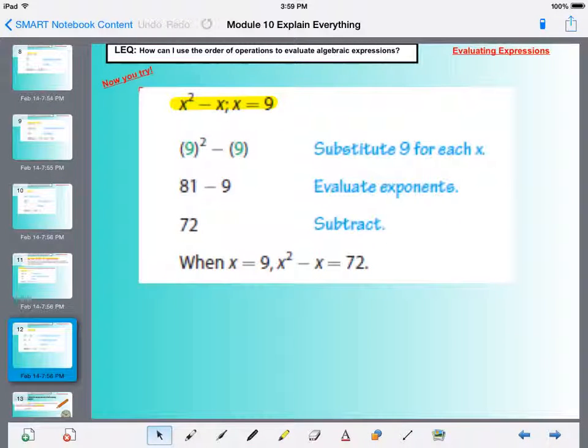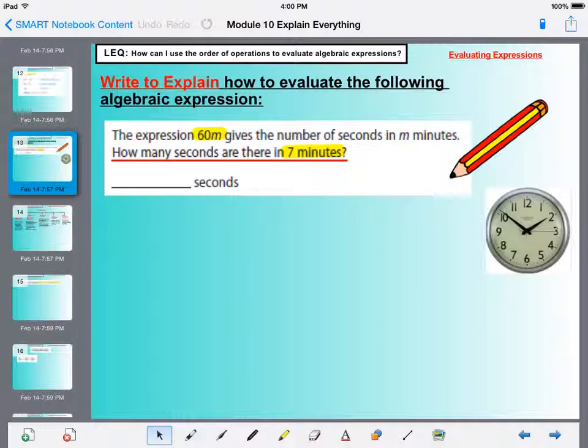Another example of evaluating expressions using the order of operations: if I have x squared minus x when x equals 9, I'm going to make sure that I take care of the exponents first. So 9 squared is 9 times 9, which is 81, minus x, which is 9, and so my answer is 72.